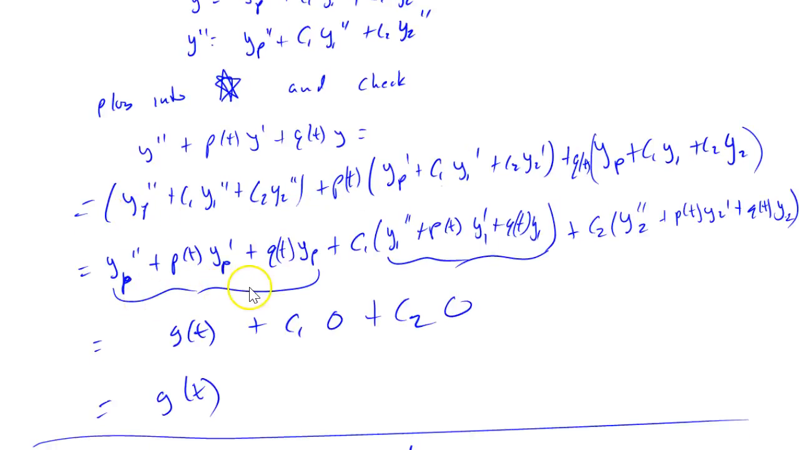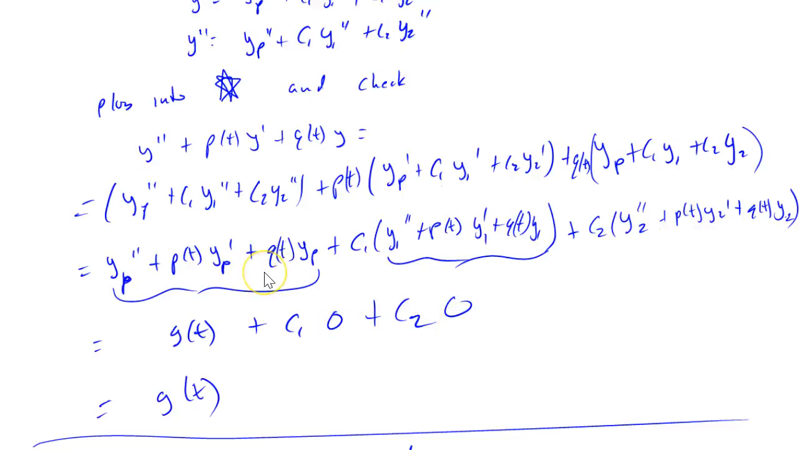So everything that's got a y sub p in it, so there's the second derivative, there's a p of t times the first derivative, there's a q of t times the function, those all come together here. Then everything that's got a y1, so there's a y1 double prime times c1, and there's a y1 prime times c1 times p of t, and here's a y1 times c1 times q. So I've factored out the c1 times all that, and likewise for the y2s over there. The great thing about this is that y1 and y2 are solutions to the homogeneous equation, so when you plug them into the left-hand side, you get zeros out, this 0 and that 0.